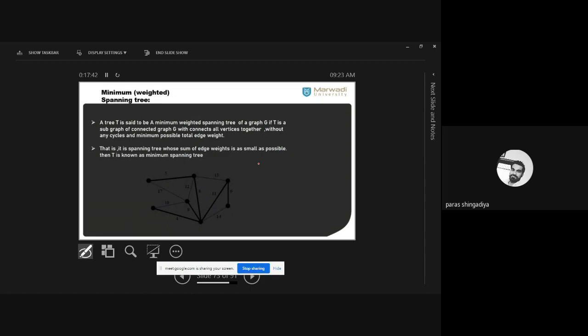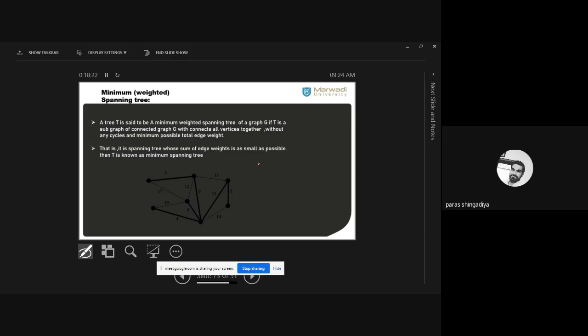What is the definition? A tree T is said to be the minimum weighted spanning tree of the graph G if T is a subgraph of the connected graph G which connects all the vertices together. That is the definition of spanning tree. T connects all the vertices, and it is a subgraph of the main graph. But now we add one more condition to say it is a minimum weighted spanning tree. Which condition? Without any cycle and minimum possible total edge weight.